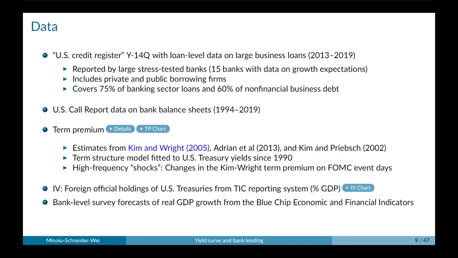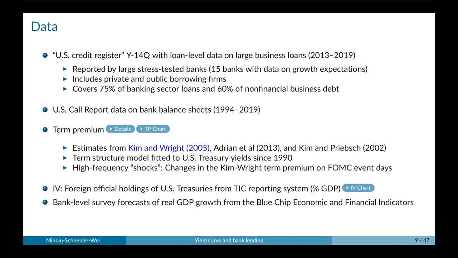So without further ado, let me go straight into the data and the results. The data come from the US credit register. These are big words. The credit register is actually a slice of the true credit register in the US, but it covers three quarters of the banking sector loans. This is the Y14 regulatory data.